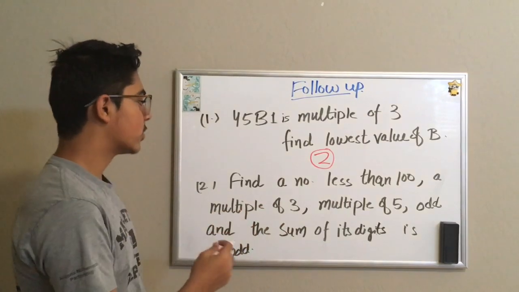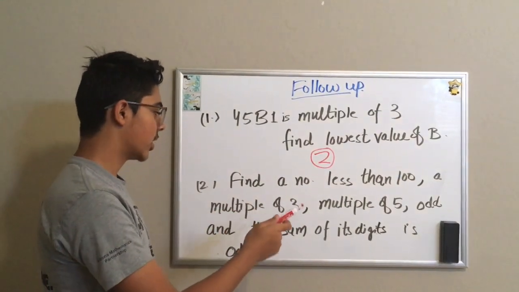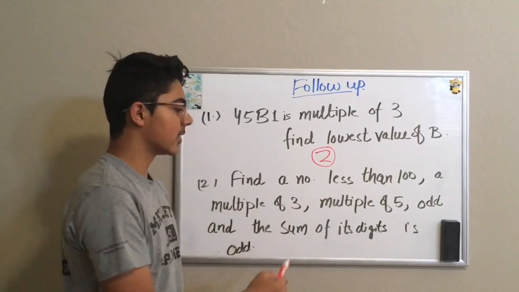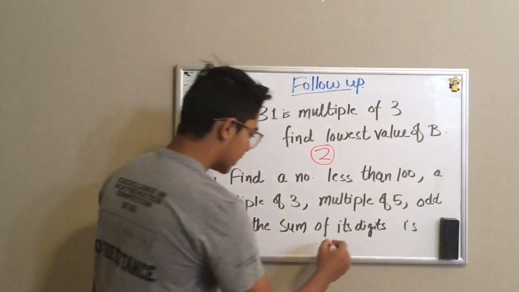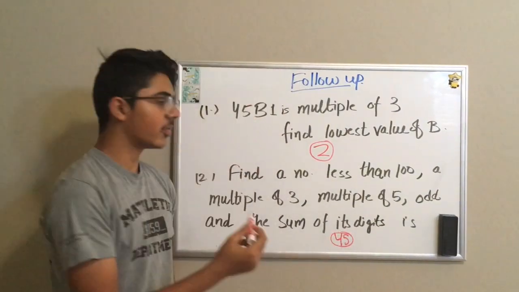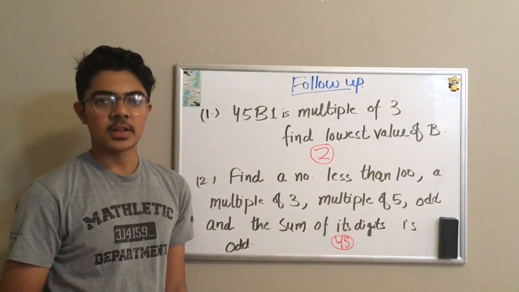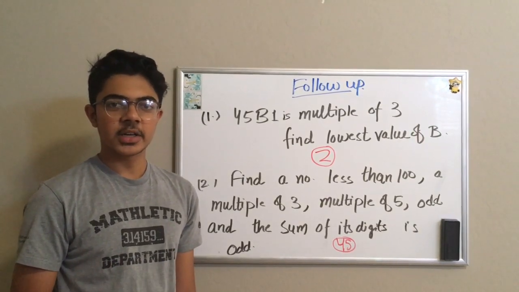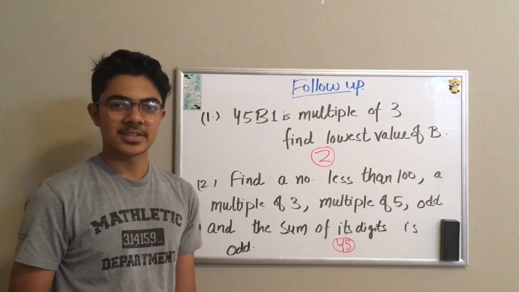And now for the second one: find a number less than 100, a multiple of 3, a multiple of 5, odd, and the sum of its digits is odd. The answer to that is 45. If you got different answers, and you want to go back and learn that concept, you can watch the last video. But today we're going to be covering perfect, abundant, and deficit numbers.